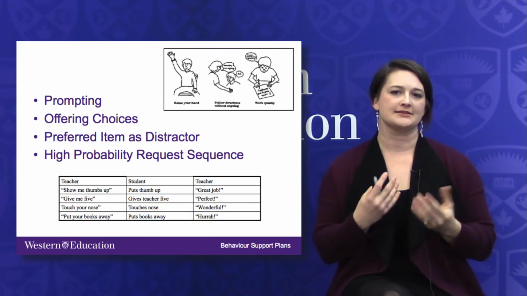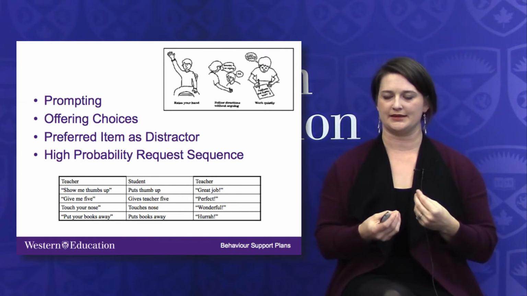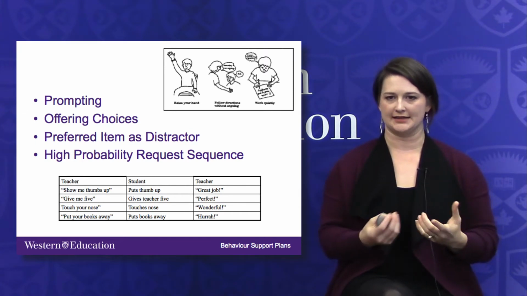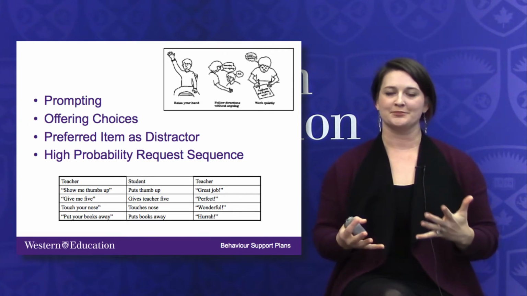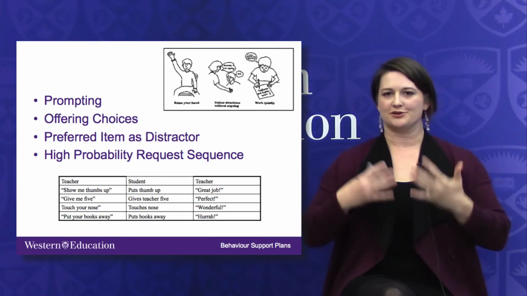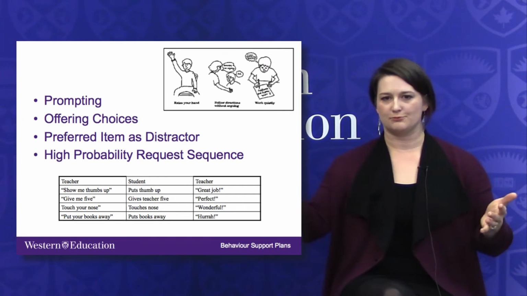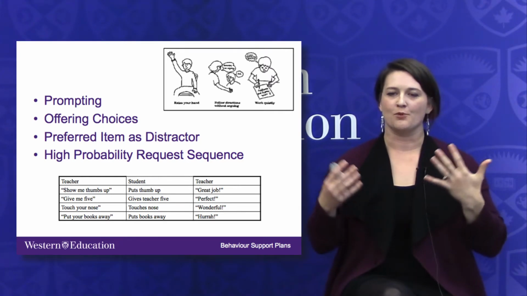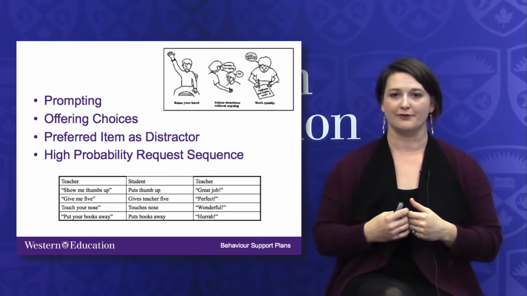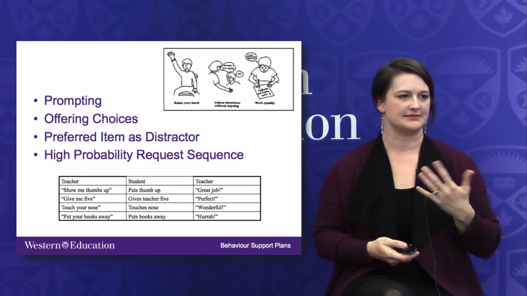So we present a series of high probability requests, things that are very likely to be met with success. We give them lots of praise, good things when they perform those behaviors. It's sort of like creating a momentum, right? We get that snowball rolling, and now it rolls down the hill all by itself when we ask for that more difficult task that follows. So really just kind of setting them up for success in these situations.